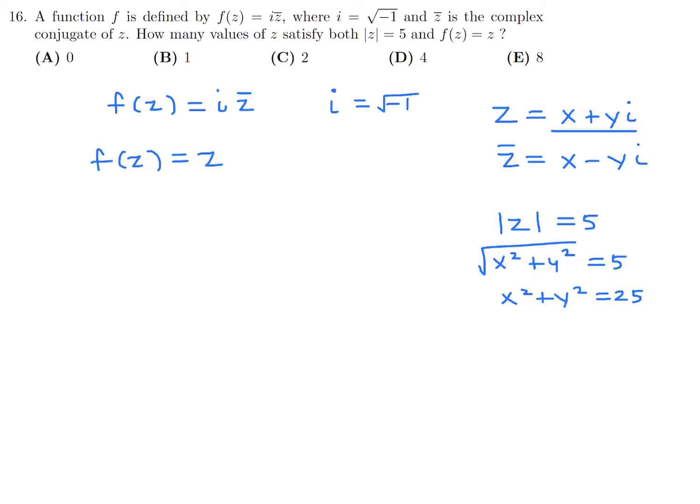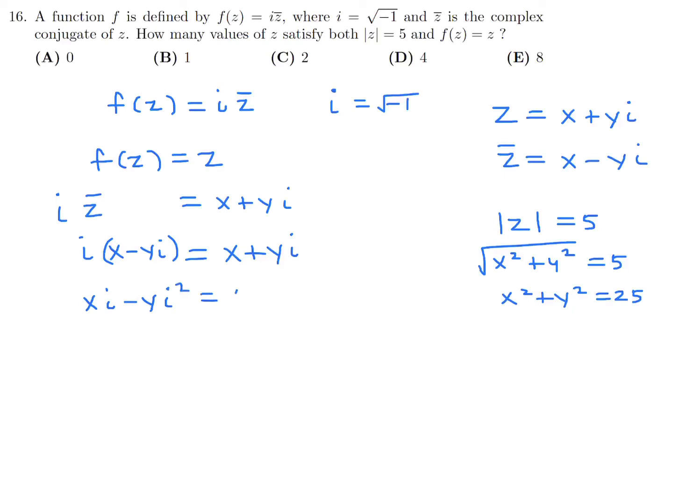Well, z is right here, x plus yi. So x plus yi. And f at z is here. It's i times z bar, which is the complex conjugate. All right, let's see what this makes us in terms of an equation. i times z bar, which is the complex conjugate, so substitute that in. x minus yi, don't forget brackets there, is x plus yi. Multiply through the i and you get xi minus y times i squared is equal to x plus yi. And i squared, since i is the square root of -1, i squared is -1. So you get xi minus y times -1 is x plus yi, like that.